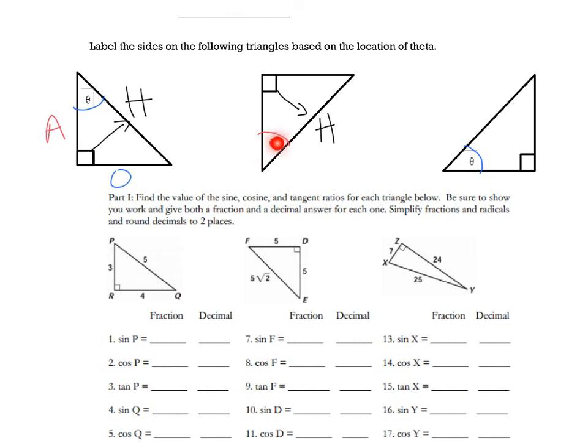So here's theta this time, so across from theta, the side that doesn't touch theta, is going to be our opposite, and the side that does touch theta, right next to it, is our adjacent. I want you to do that one.